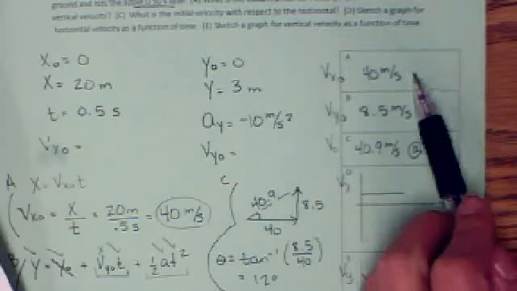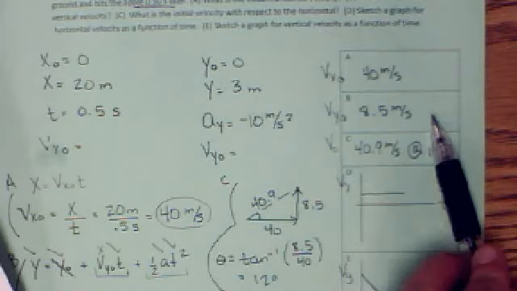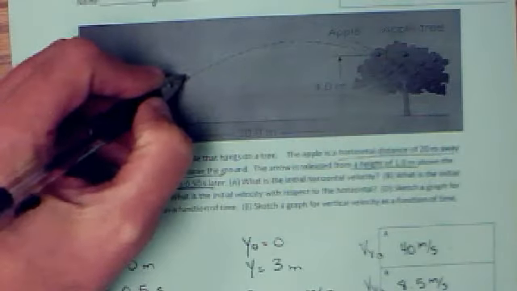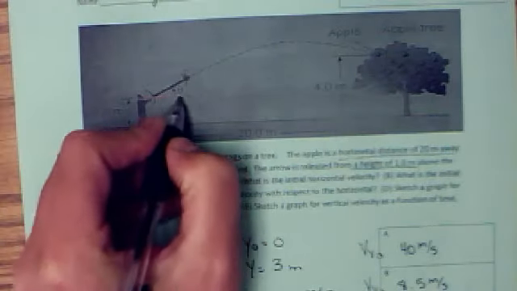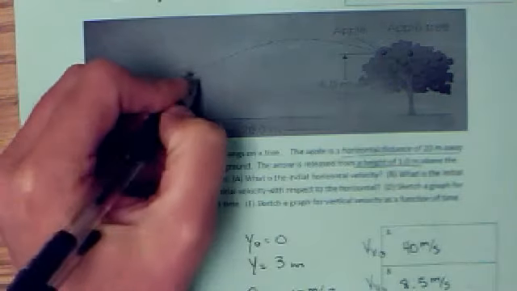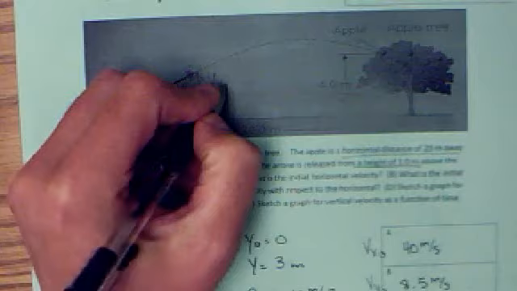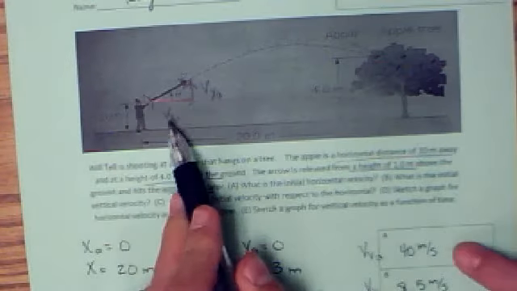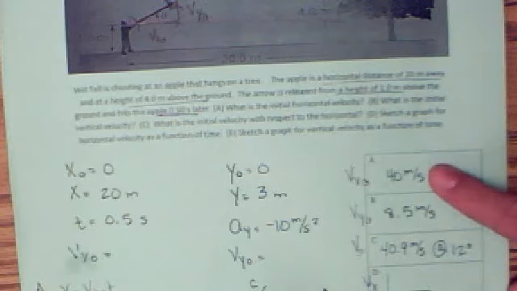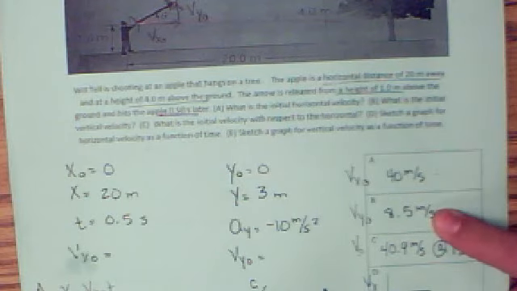Okay, so now I know my Vx naught, and I know my Vy naught. And now I'm asked to find V naught. V naught is this velocity right here. And so this V naught has a horizontal component to it and a vertical component to it, which I already have. I have my Vx naught and I have my Vy naught. So I just make this triangle, Vx naught horizontally, Vy naught vertically, connect it with a dotted line.